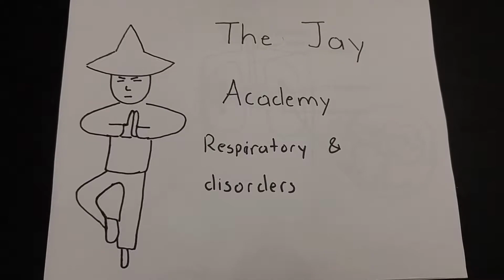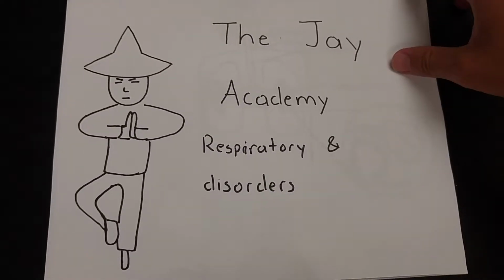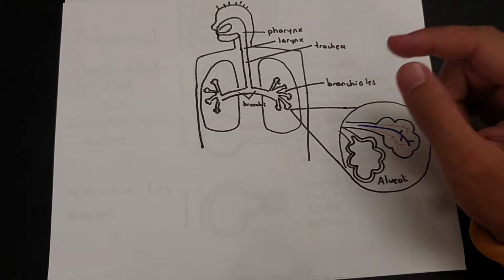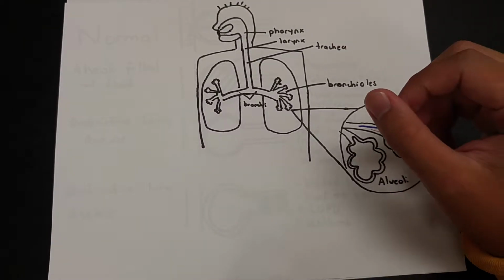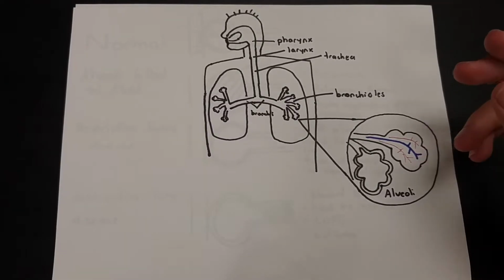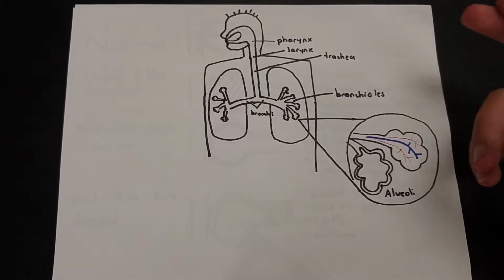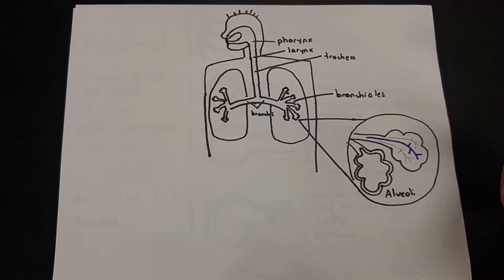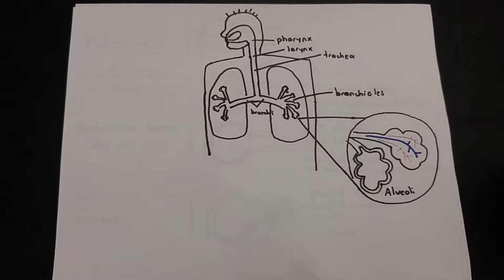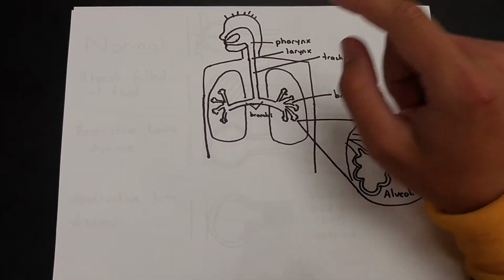Today we'll be going over the respiratory system and its disorders. So let's get started. First I'm going to explain how the respiratory system works. Its main job is gas exchange. It wants to get that O2, that young oxygen, in, and the old CO2 out. That's its main job, its 9 to 5. I'm going to explain how it works.